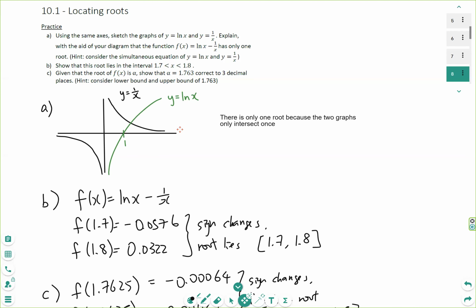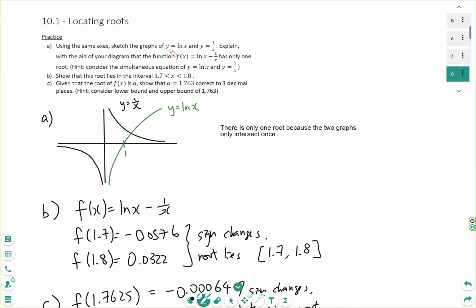Well, here's the answer. They ask you to sketch y equals ln x and y equals 1 over x. So we sketch a graph. Hopefully you remember these basic graphs, the reciprocal graph and the ln x graph, which is like the exponential but a vertical one, crossing the positive x-axis at 1. The question wants you to show that the function f of x equals ln x minus 1 over x has one root.